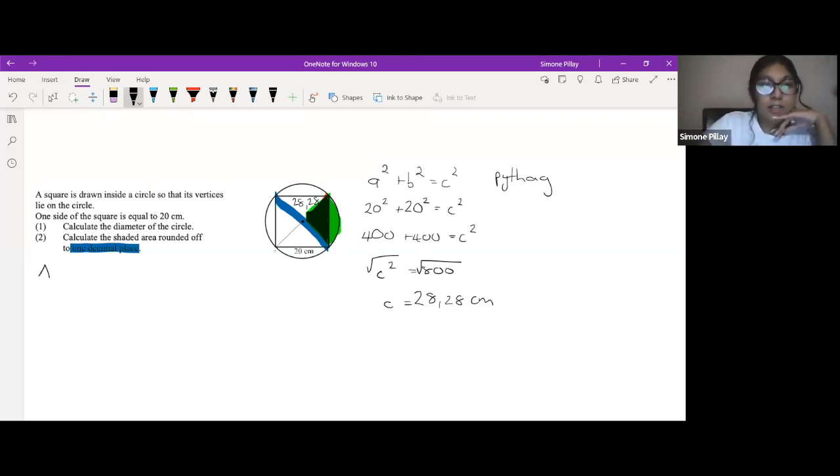I'm doing area of a quarter of my circle. And that is going to be a quarter pi r squared. And I'm going to substitute in over here. What is my radius? My radius is going to be half of my diameter. Remember, we calculated my diameter, not my radius. So I'm going to half that, and I'm going to get 14,14. Square that.